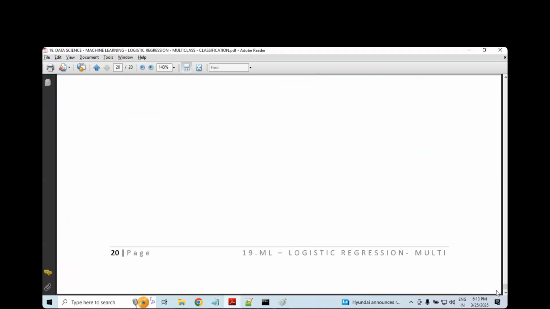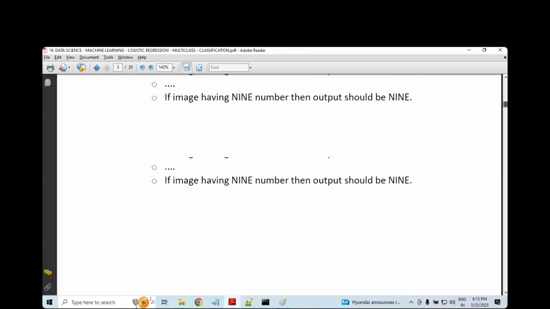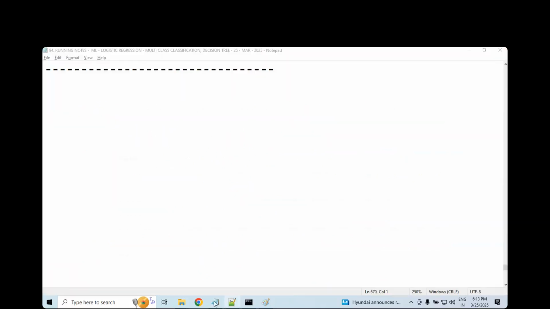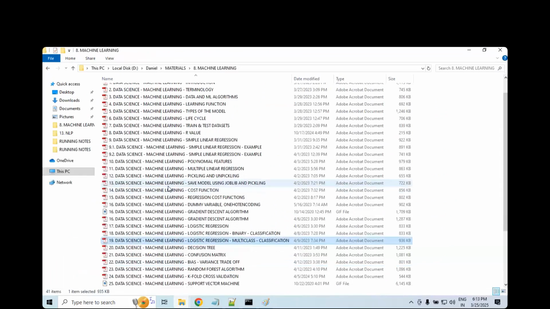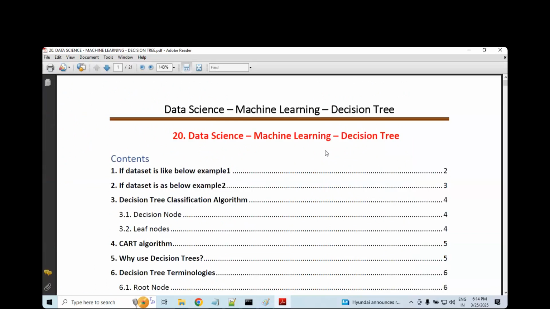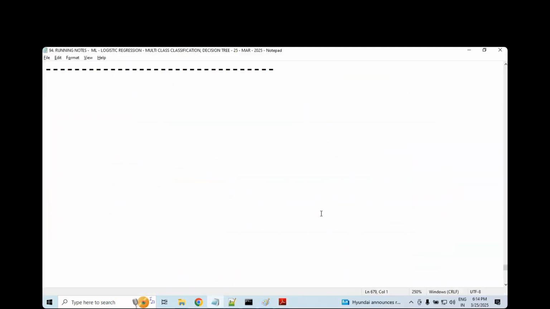Good, so we are done with this one. I still remember that when we were talking about these things, I did not cover the gradient descent algorithm. I will continue that one later. Let us continue with decision tree, another new algorithm.